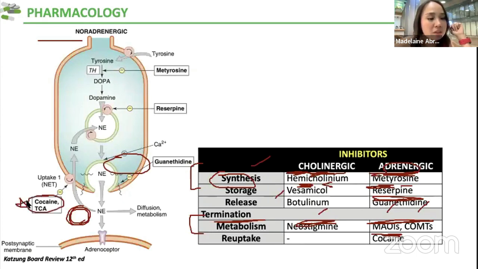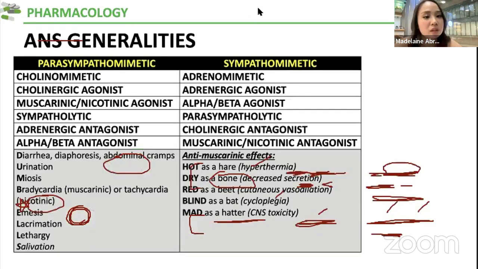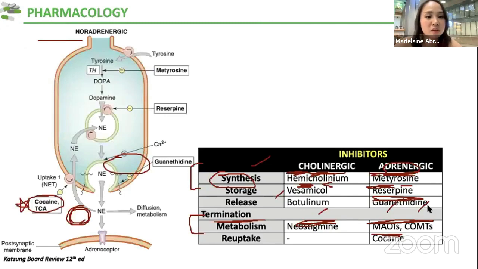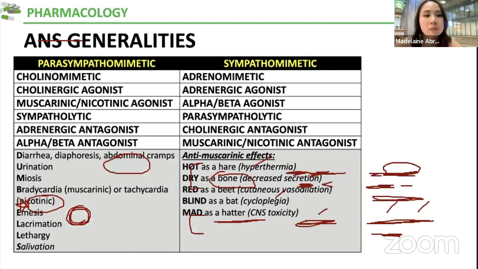Star natin yan. Kailangan alam niyo yung mga nakastar. Your cocaine and TCA inhibit the reuptake of your norepinephrine or your adrenergic neurotransmitters. Okay? Cocaine and TCA. Okay.